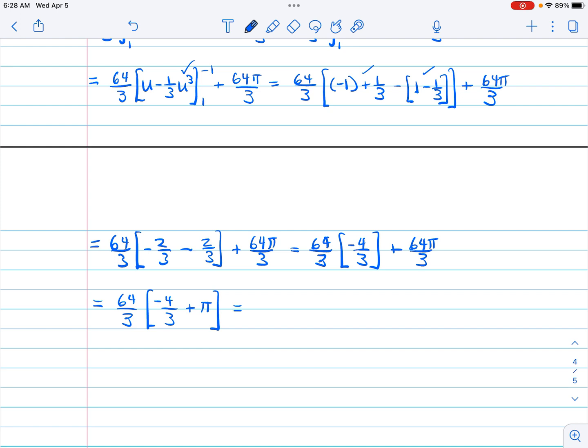Or I could go ahead and get rid of that fraction on the inside and factor out 1/3 and get 64/9. And then in here, I would get 3 pi minus 4. Yeah, and there you have it. It's a lot of work there, but we got to the end.